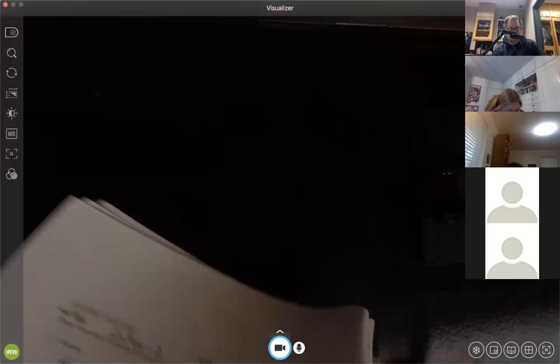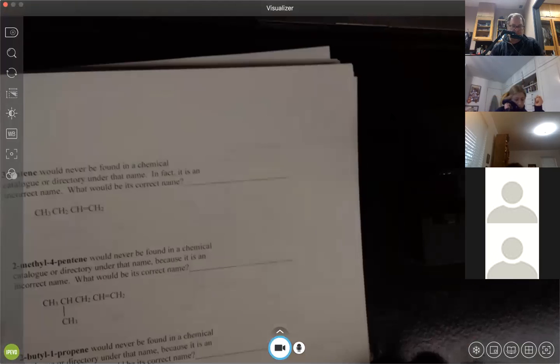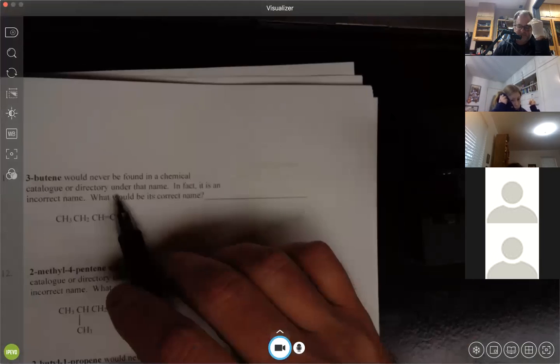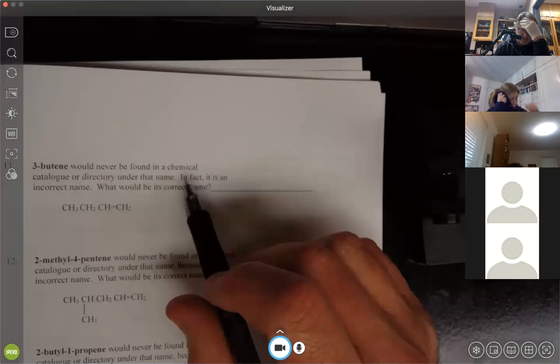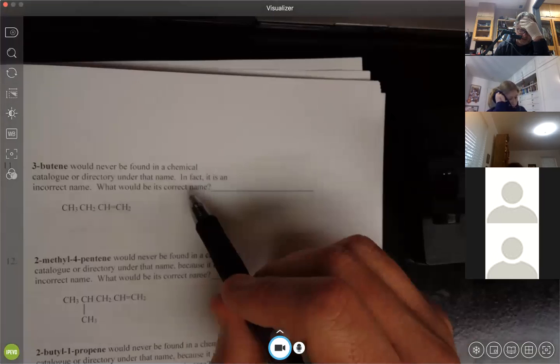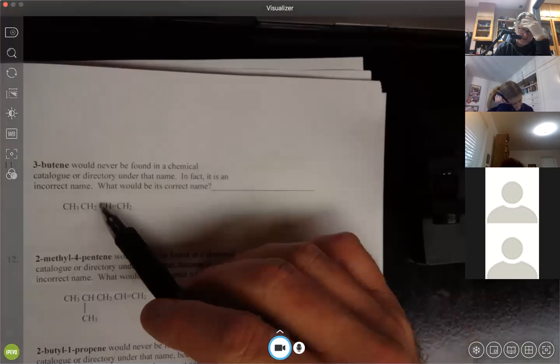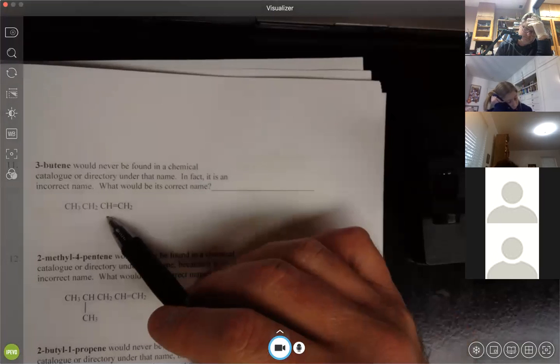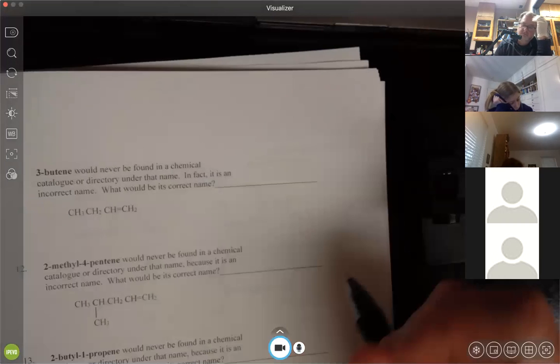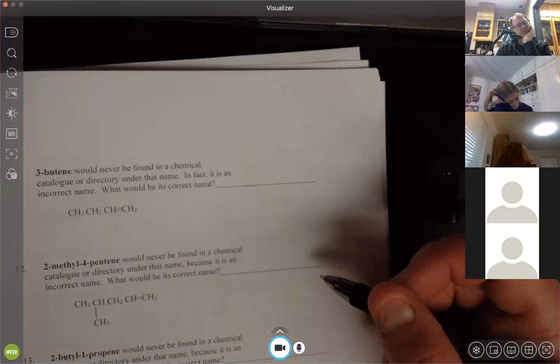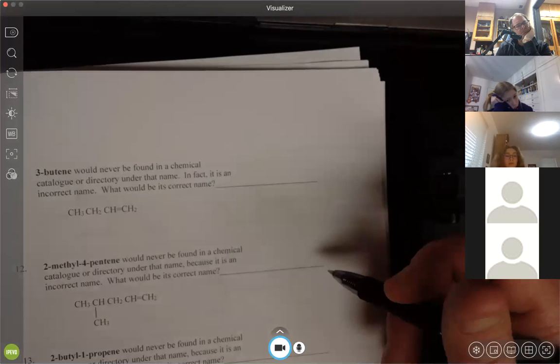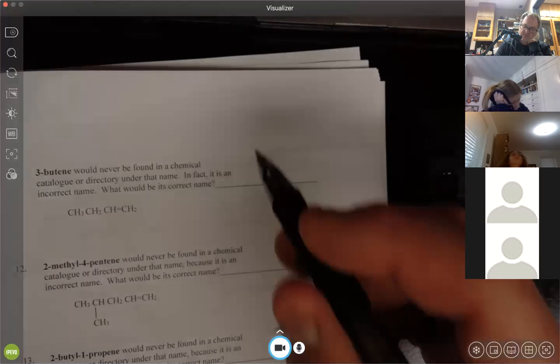Cool. Have some fun on that. It says 3-butene would never be found in a chemical catalog or directory under that name. In fact, it's the incorrect name. What should we call this? Would it be 1? Good. 1-butene.